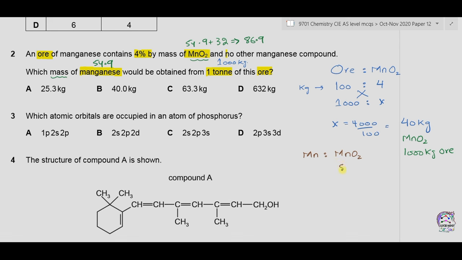So for 86.9 MnO2 we have 54.9 manganese. So for 40 kilograms of manganese dioxide that we just obtained, we would have X kilograms of manganese. By cross multiplying we can find the value. It is 25.27 kilograms of manganese in 1000 kilograms of ore. Therefore, answer is A.